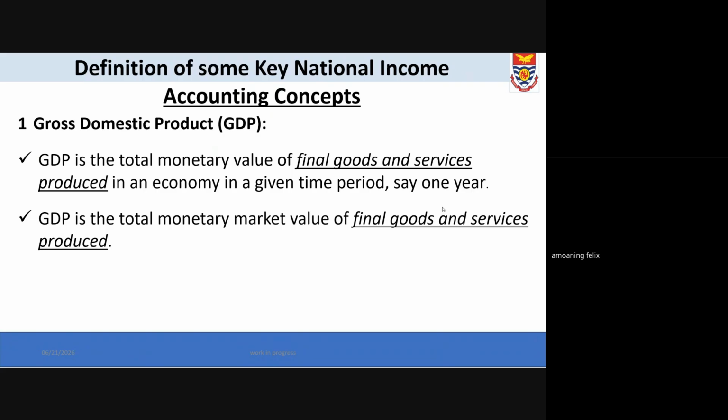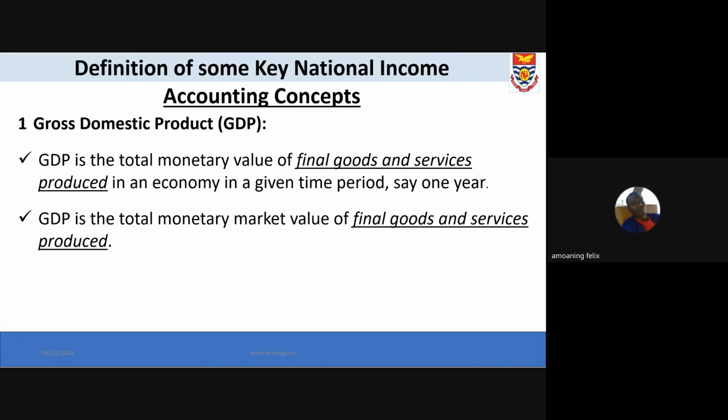Basically, what I was trying to say is that if you want to avoid double counting, then you should focus on the final goods and services, and I've demonstrated to you why that is important. Or two, you look at the value addition. If you don't do that, you are going to double count. Double count means you are going to repeat the value of the product as well. So that's the main reason.